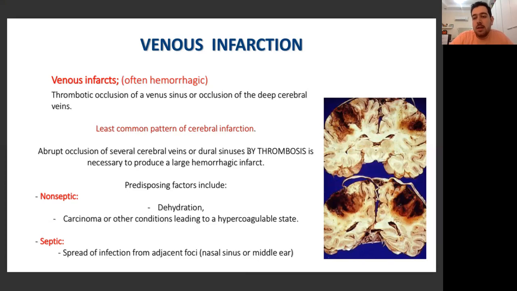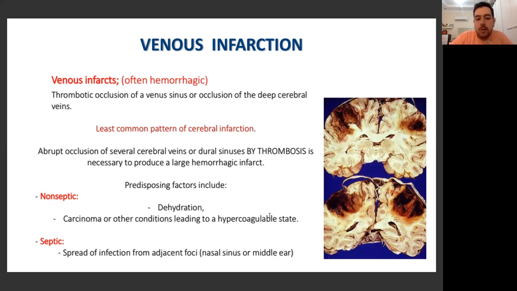The classical clinical scenario is a patient who is pregnant, and after delivery she develops signs of stroke, because pregnancy is a hypercoagulable state, so it increases the chance of venous obstruction and venous clot formation. Or a woman who is on OCPs, because again, OCPs can increase the chances of hypercoagulability. Now, these are the non-septic causes.